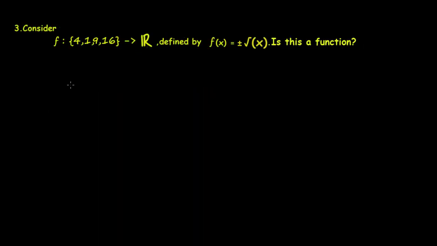Okay, so the third example says we should consider this over here, defined by f of x is equal to plus or minus root x. So the question is, is this a function? Now remember that we said a function is a rule that assigns each input value to exactly one output value. So let's see if we can confirm that. Let's write our function first.